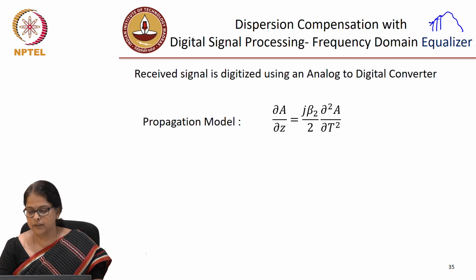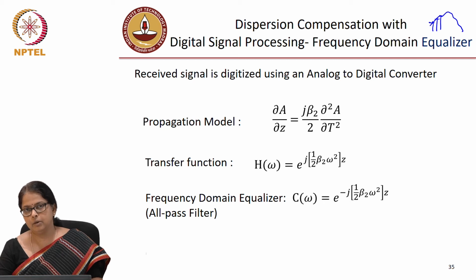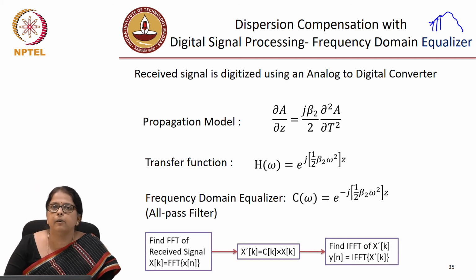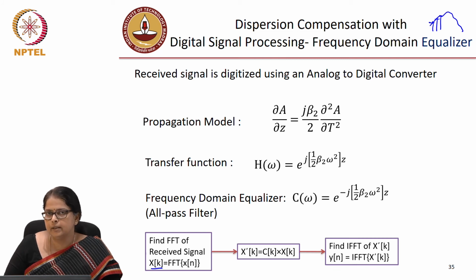We know the propagation model is this, considering the second order dispersion. The transfer function is this, considering the second order dispersion. So the frequency domain equalizer, which will compensate for this phase, is e to the power minus j half beta 2 omega square z. This is the block diagram for digital compensation. Your received signal will have a sequence x of k corresponding to the digital samples of whatever signal you received.